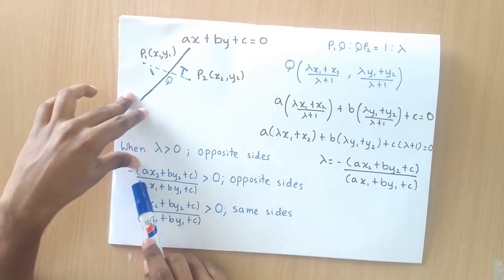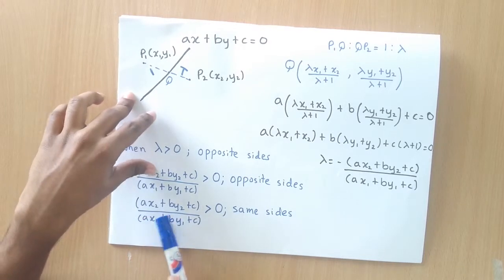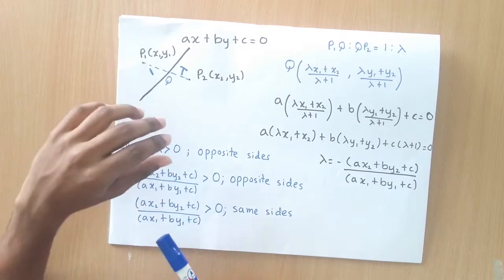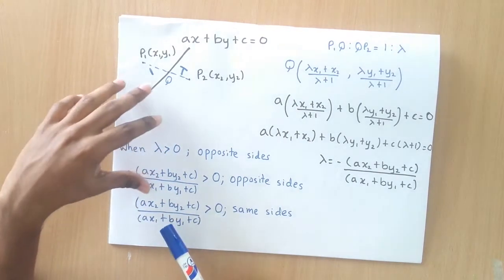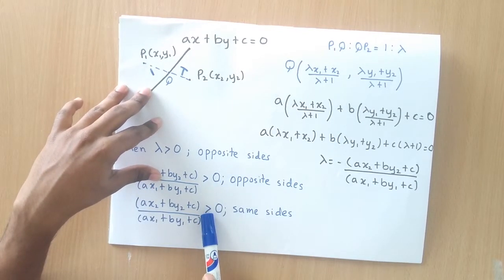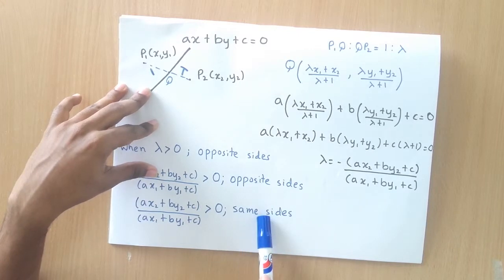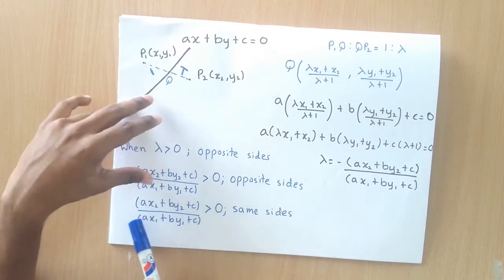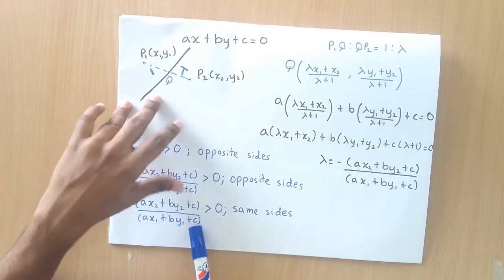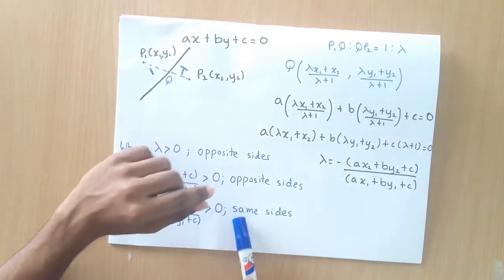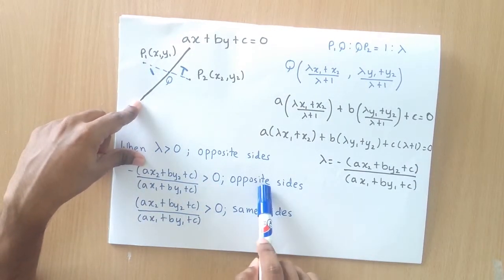To get rid of this negative sign, we multiply both sides of the inequality by minus 1. So in an inequality, when we multiply by a negative number, the sign has to change. However, here we don't change the sign. Instead, we change the condition given. In other words, when (ax2 + by2 + c)/(ax1 + by1 + c) is greater than 0, the 2 points are located on the same side and not opposite side.